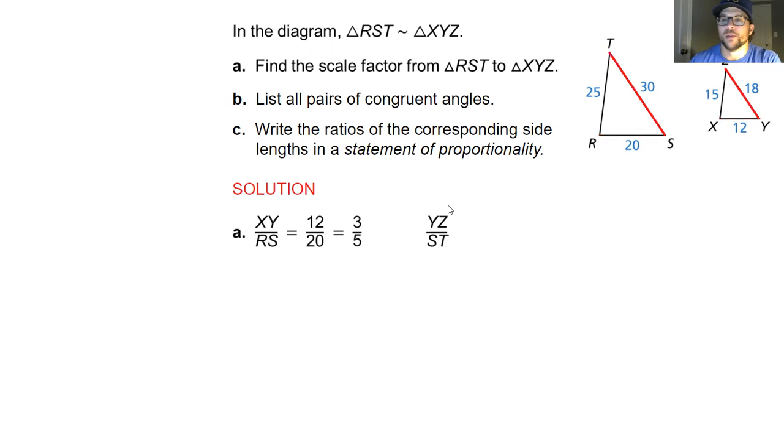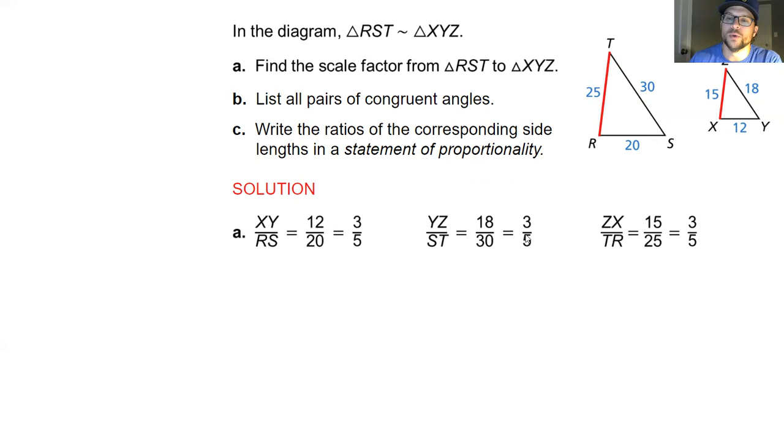Let's do the same thing with another pair of sides. We have YZ and ST. It looks like 2 and 3 in both of our similarity statements. Those distances are 18 and 30. Reduce that all the way down and you get the same number, 3/5. Notice how these ratios are the same. And the last pair of sides, ZX and TR, those distances are 15 and 25. Simplify that to get 3/5.